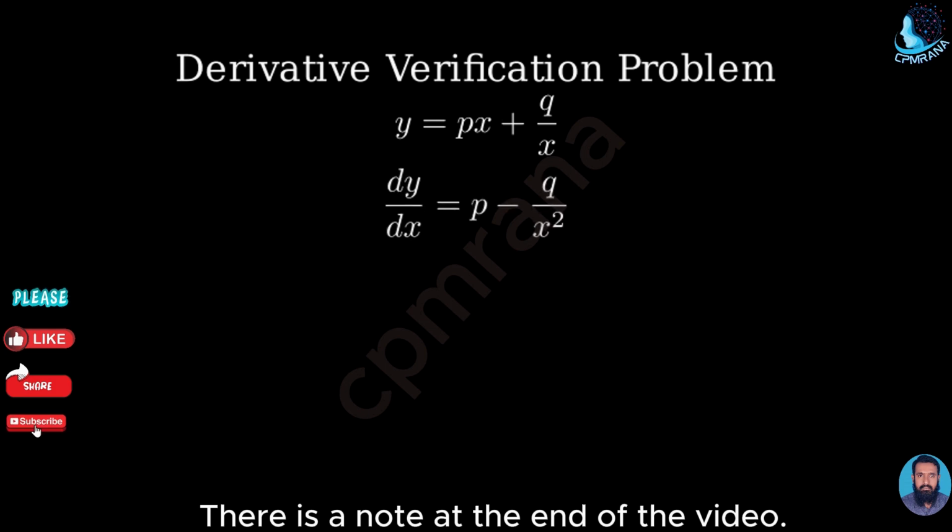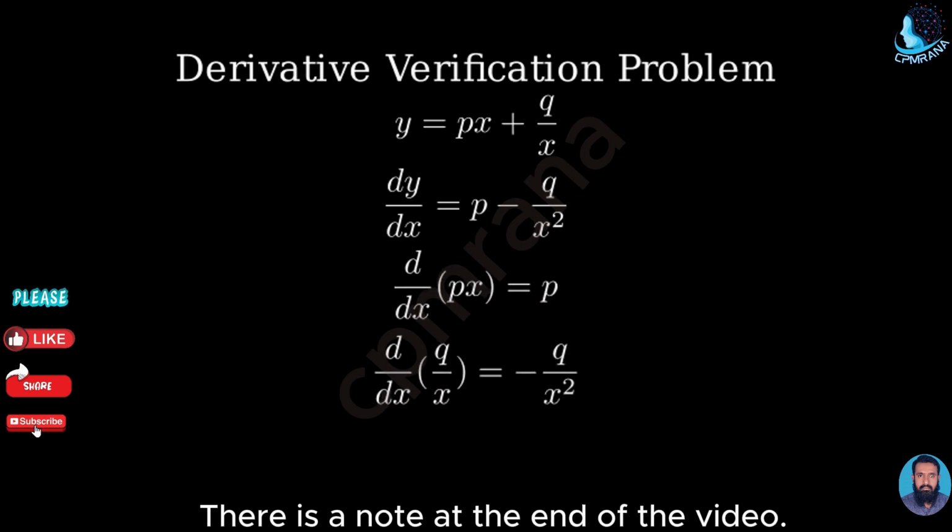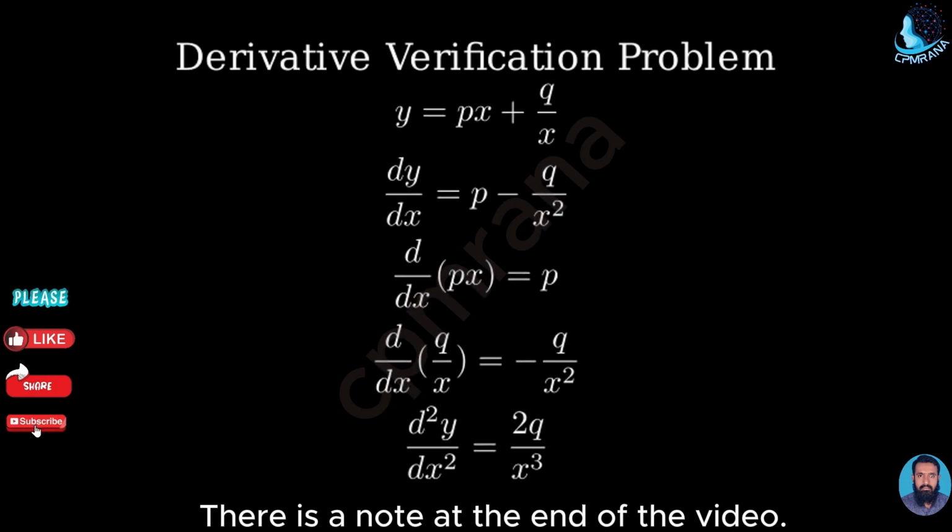Now, let's find the first derivative. When we differentiate y with respect to x, we get dy/dx equals p minus q over x squared. This is because the derivative of px is simply p, and the derivative of q over x is negative q over x squared. Next, let's find the second derivative.